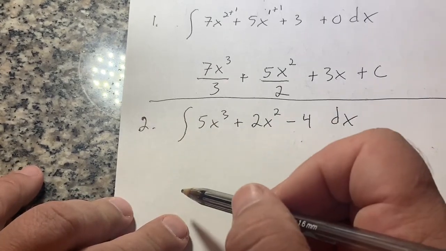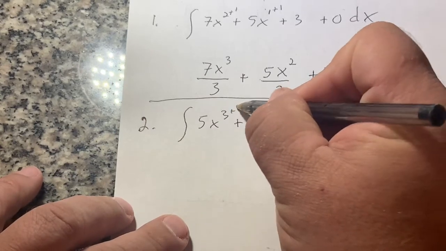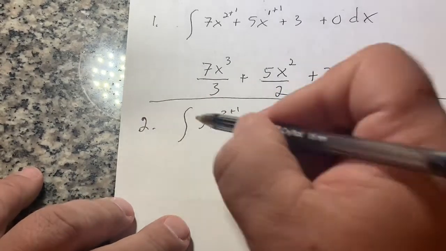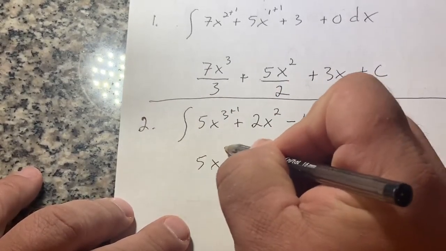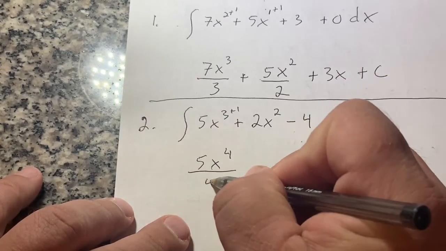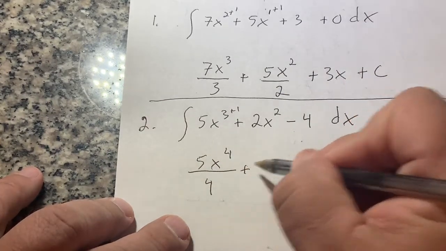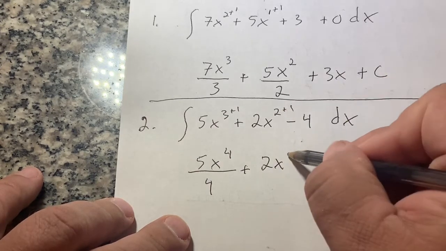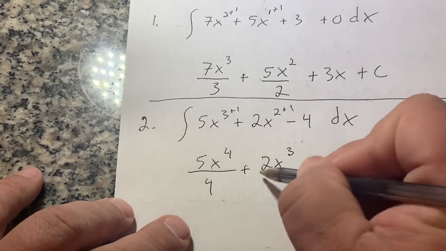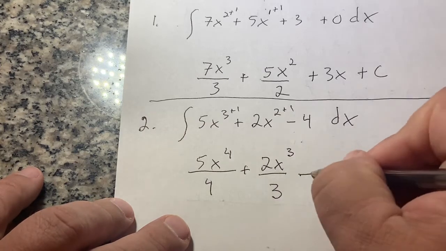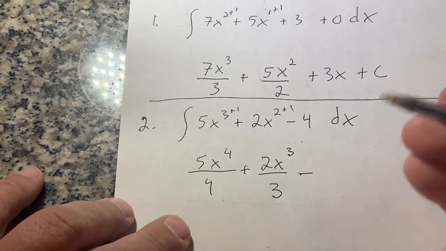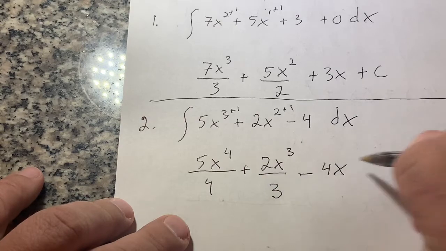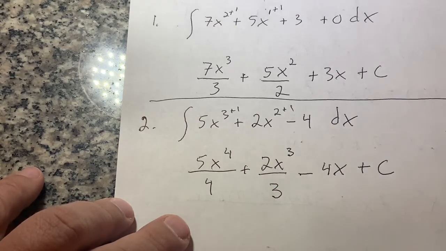So I'm going to take the antiderivative. I'm going to add 1 to the 3 in the exponent. That's going to give me 5x to the 4th. Then I divide by 4, plus 2x. I add 1 to the 2, so that's going to give me x cubed over 3. The antiderivative of 4 is 4x plus some constant c.